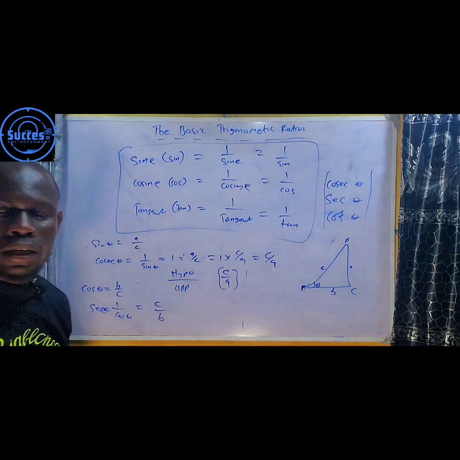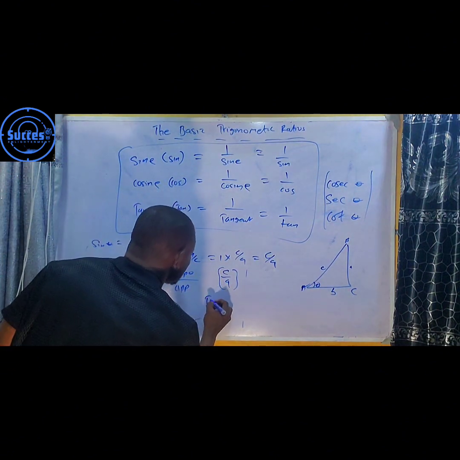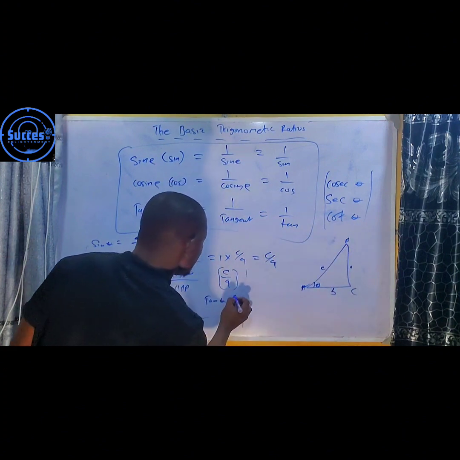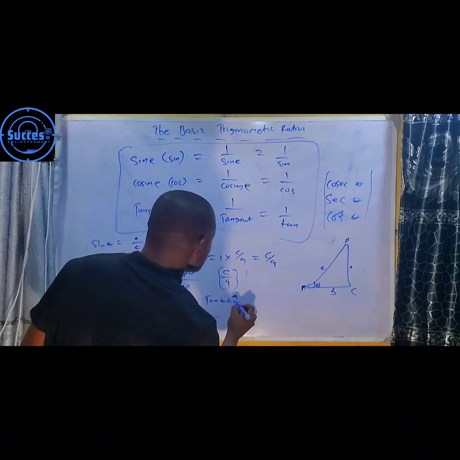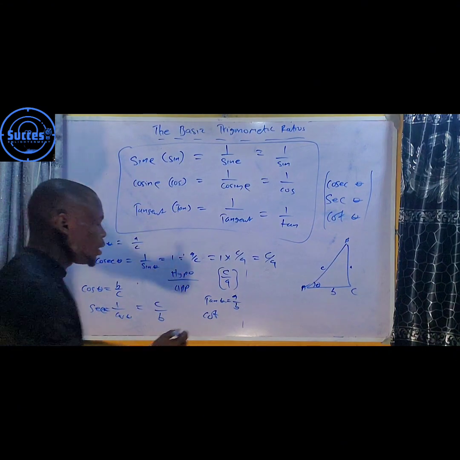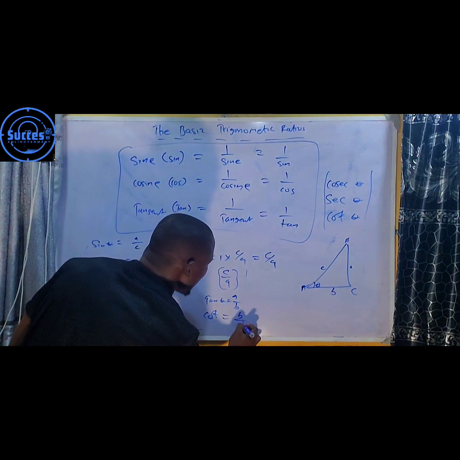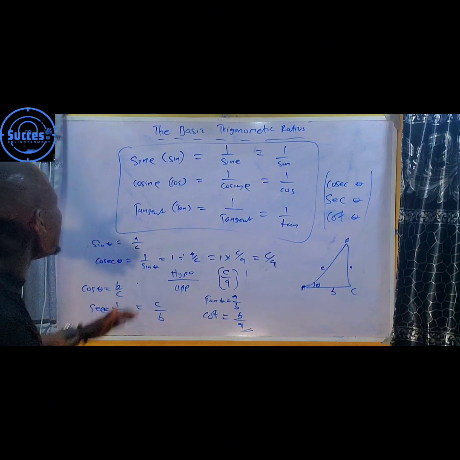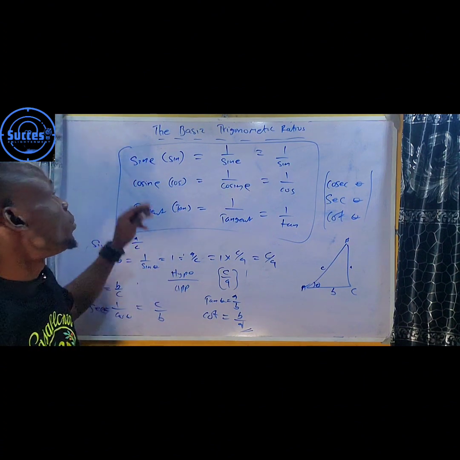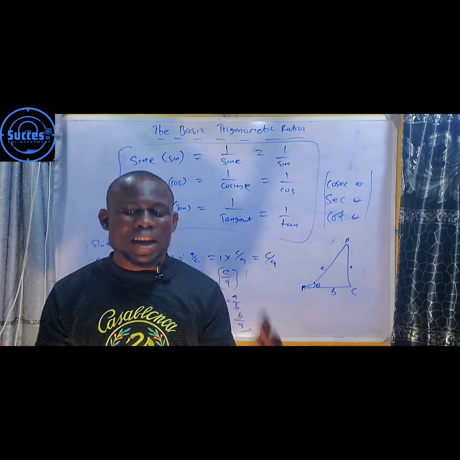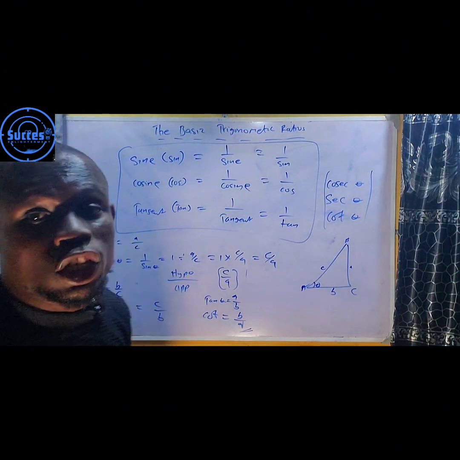The same way, if you're given tan theta, here it will be opposite, which is A, over adjacent, which is B. Now cot theta, which is cotangent of theta, is the reciprocal of tan theta, and this will now be B over A. You see how simple it is? So this is the relationship between the basic trigonometric ratios and their reciprocals.